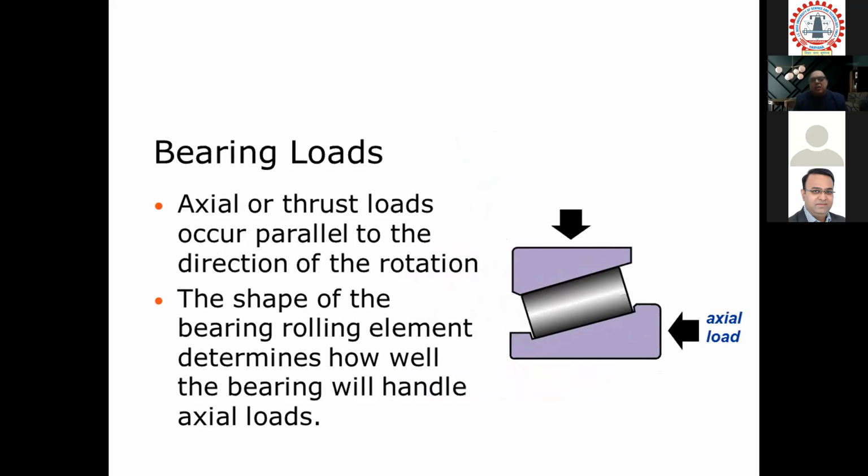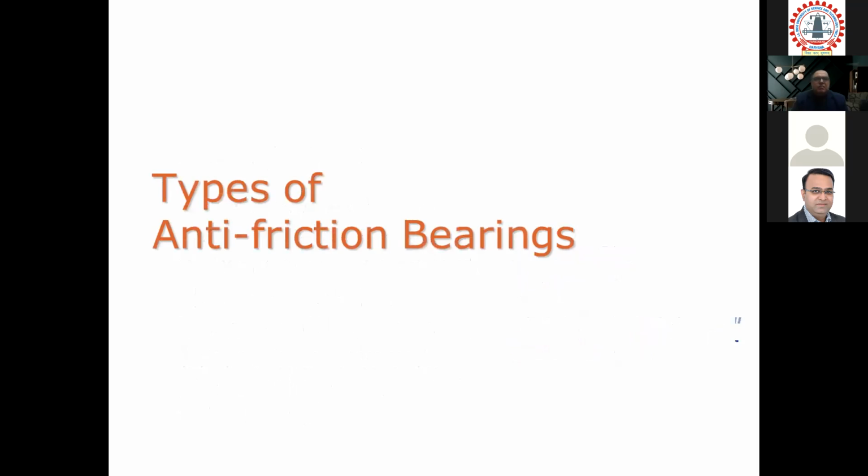As an example, if we use a ball bearing which will have balls as rolling elements, it will be mostly able to take only a radial kind of load. Whereas a taper roller bearing or a spherical roller bearing, because of the shape of the rolling element, will be able to handle the axial loads also. So let's look at each of the types now.